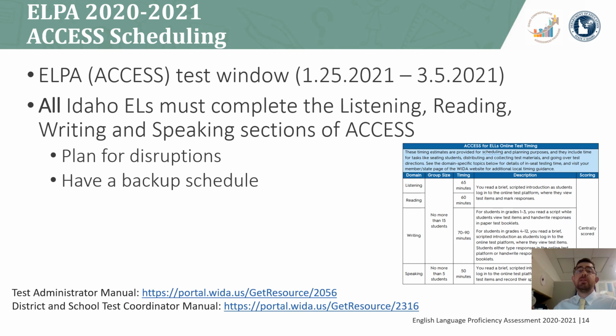Access requires the reading and listening domains to be completed first so that an appropriate writing and speaking tier can be assigned. It is advisable to plan for possible schedule disruptions and to have an alternate schedule in case students are not able to test on a particular day.